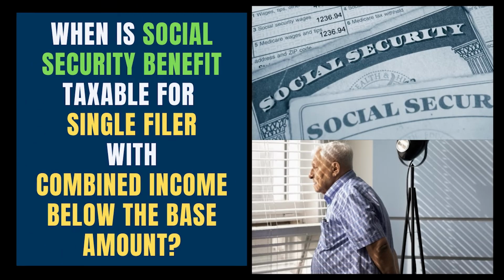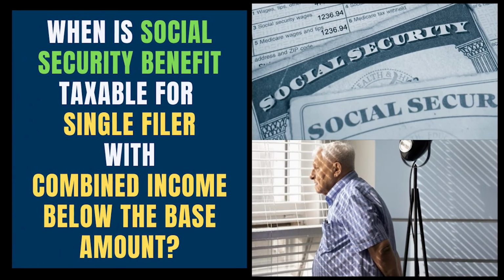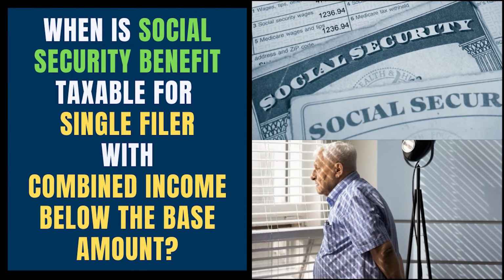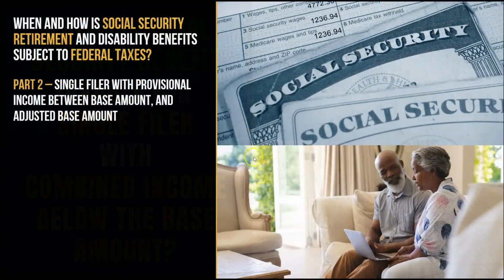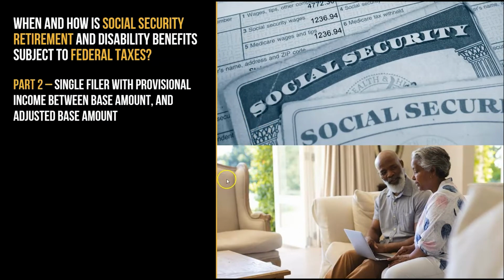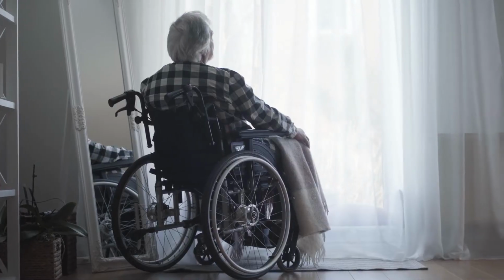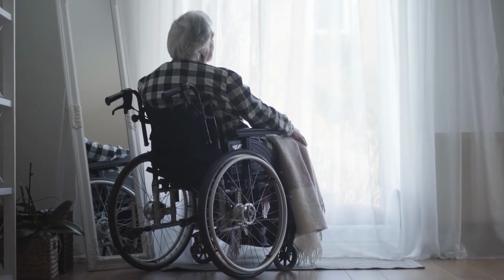Now, in the previous video we looked at a single filer with a provisional income that was equal or below the base amount. So this video is basically progressing to a different situation where you could have a single filer with a provisional income between the base amount and the adjusted base amount. Like I said, in part 1 the provisional income was equal or below the base amount. But in this case, we're looking at situations where your provisional income falls between the base and the adjusted base amount.